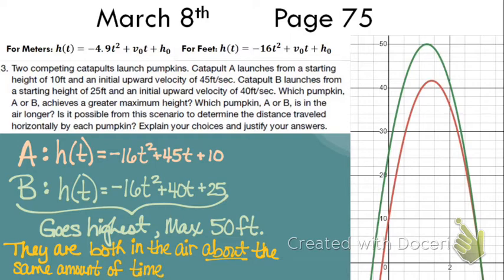Didn't they ask me one other question? Can you find the distance traveled horizontally by each pumpkin? What do they mean by that? Like how far from the original slot horizontally? Yes. So basically, if I fire something from a catapult, how far that way did it land?